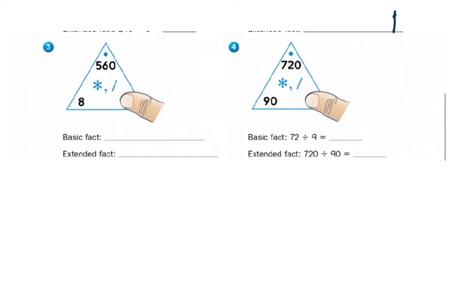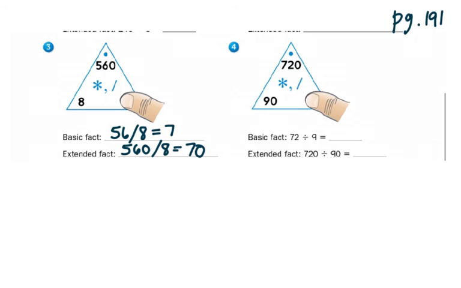Let's continue down the page. Number 3, the basic fact is 56 divided by 8. Do you see that I can also use a different symbol to represent division? And the answer, or quotient, would be 7. Let's go ahead and extend 56 to 560 divided by 8. And the quotient, or the answer, would be 70.